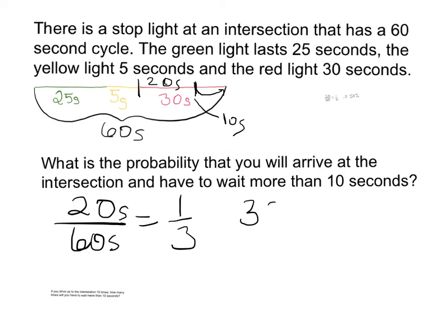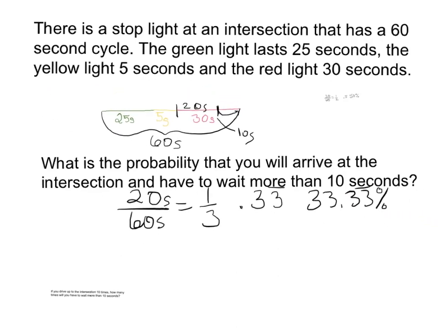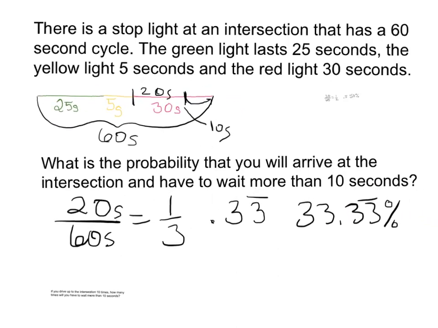That will be 0.3 repeating, and 33 and 33 hundredths percent repeating. Now notice that I wrote both the decimal and the percent with the repeating. Make sure you do that in your answer. We want to be exact.